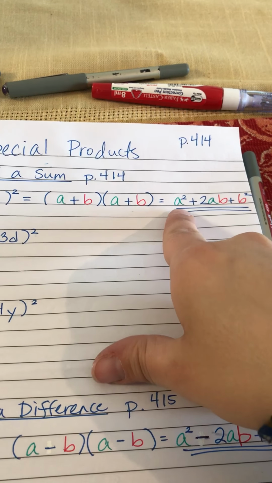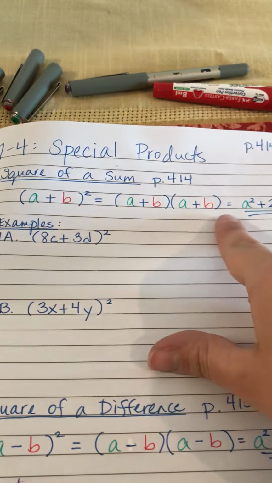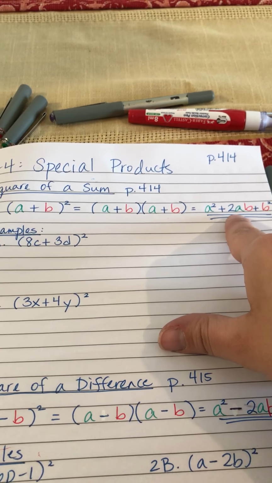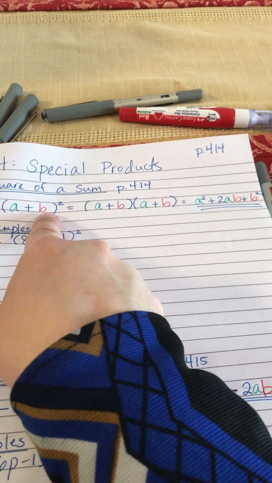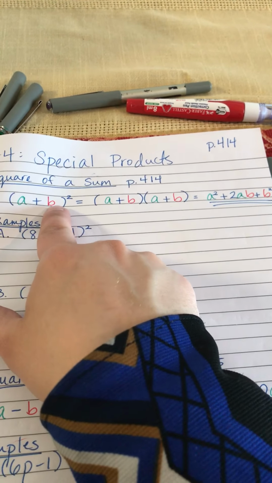So the format for when it's finished is you would take the a and you would square it and put it here. The second term would be 2 multiplied by whatever this term is times this term. And then the last one would be the last term squared.